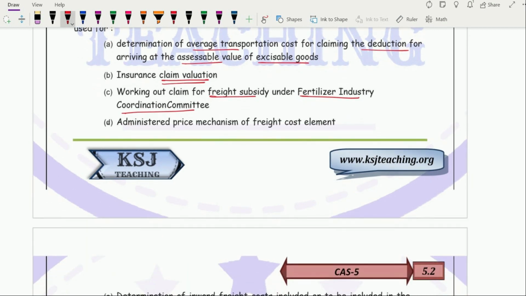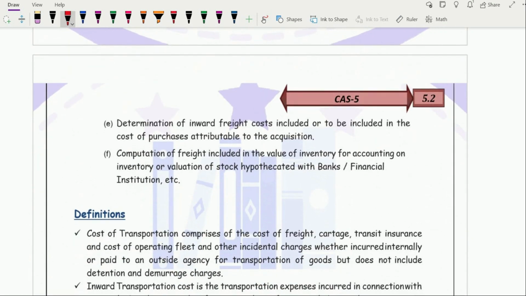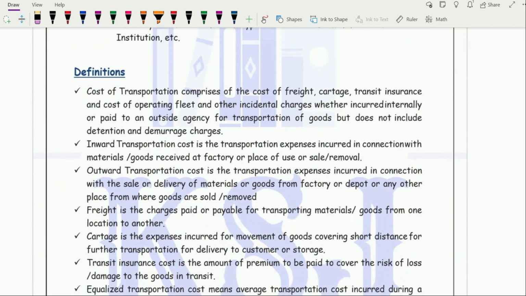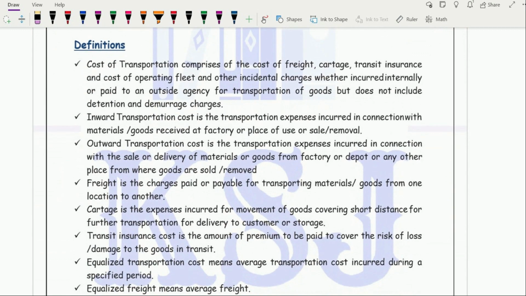Administered price mechanism of freight cost element, determination of the inward freight cost to be included in the cost of purchase, and the computation of freight included in the value of inventory for accounting on inventory or stock hypothecated with the banks or financial institutions, right? So basically there are 2 types of freight cost, transportation cost, inward and outward, right? So these are the various definitions of what all is included in the cost of transportation.